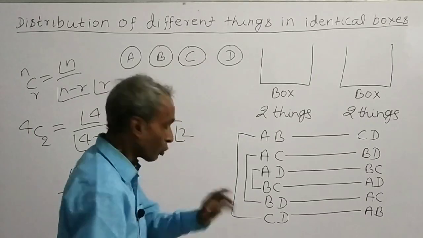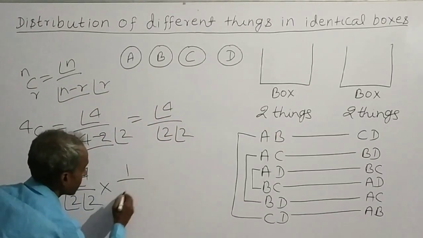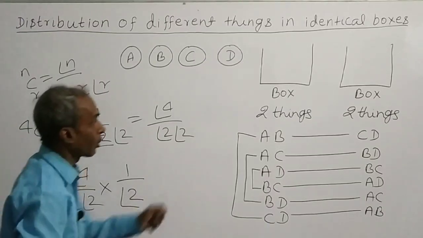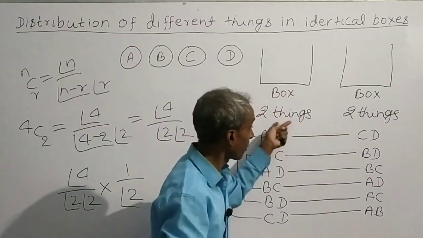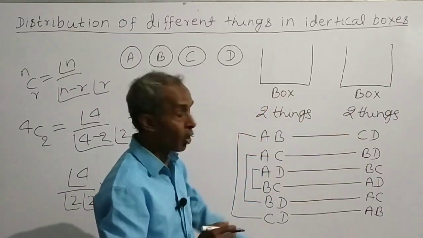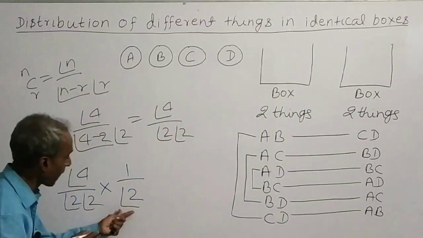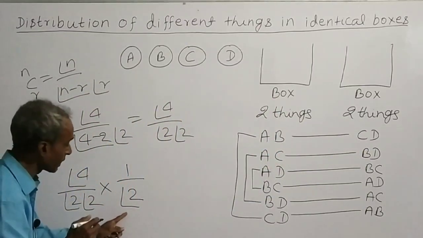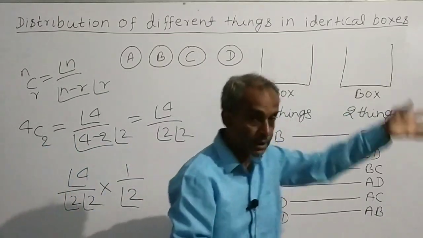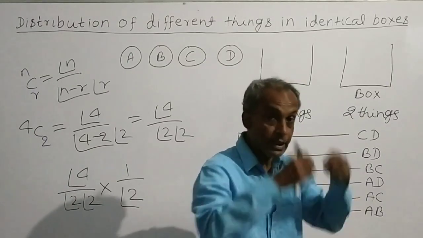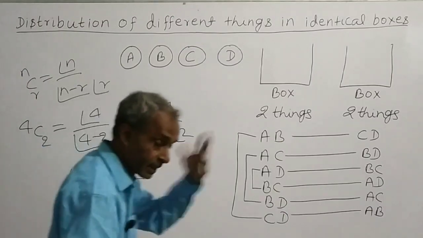So, to make the correction, we divide this result by factorial 2, because these 2 boxes containing an equal number of things can be arranged among themselves in factorial 2 ways. That is why we divide this result by factorial 2. Similarly, if there are 3 boxes each containing an equal number of things, then we will divide by factorial 3.